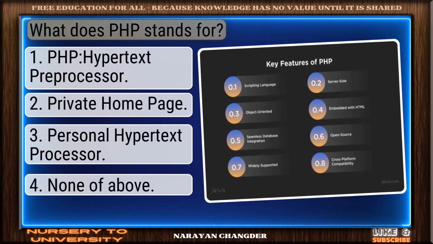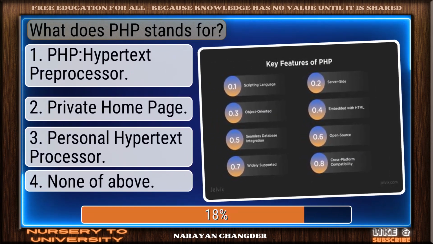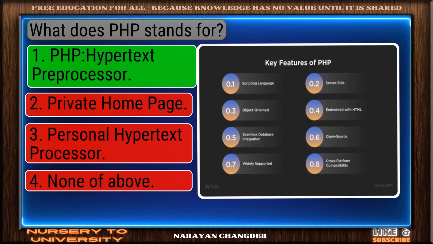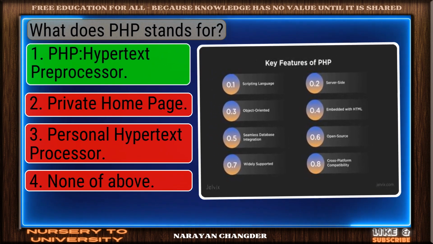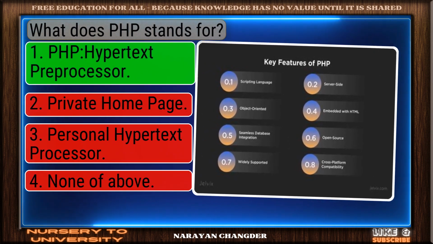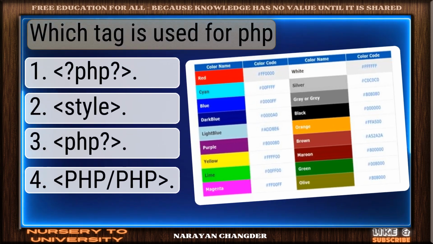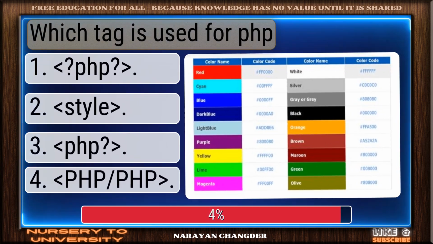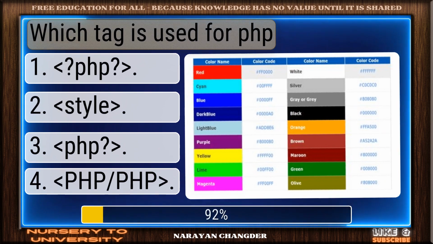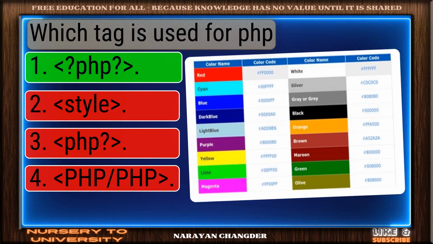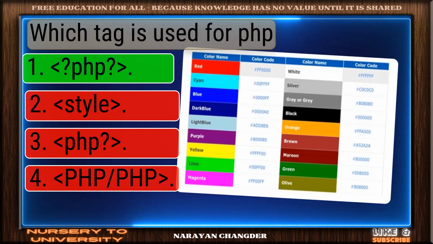Question number 67. What does PHP stands for? Solid response. PHP Hypertext Preprocessor is a valid choice. Question number 68. Which tag is used for PHP? Smart move. PHP true is an accurate answer.